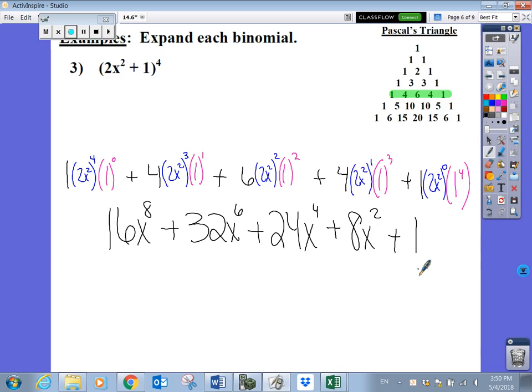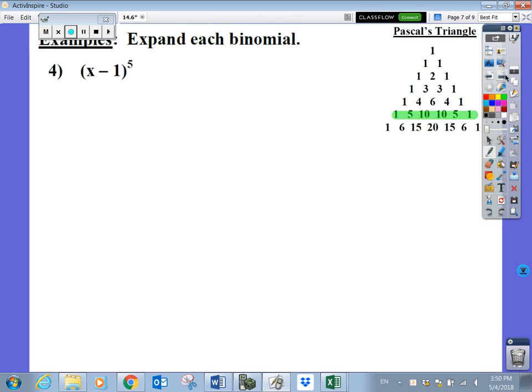x minus 1 to the 5th. I think you can do that one on your own. You need to come into tutorials. Your teacher will help you with that one.